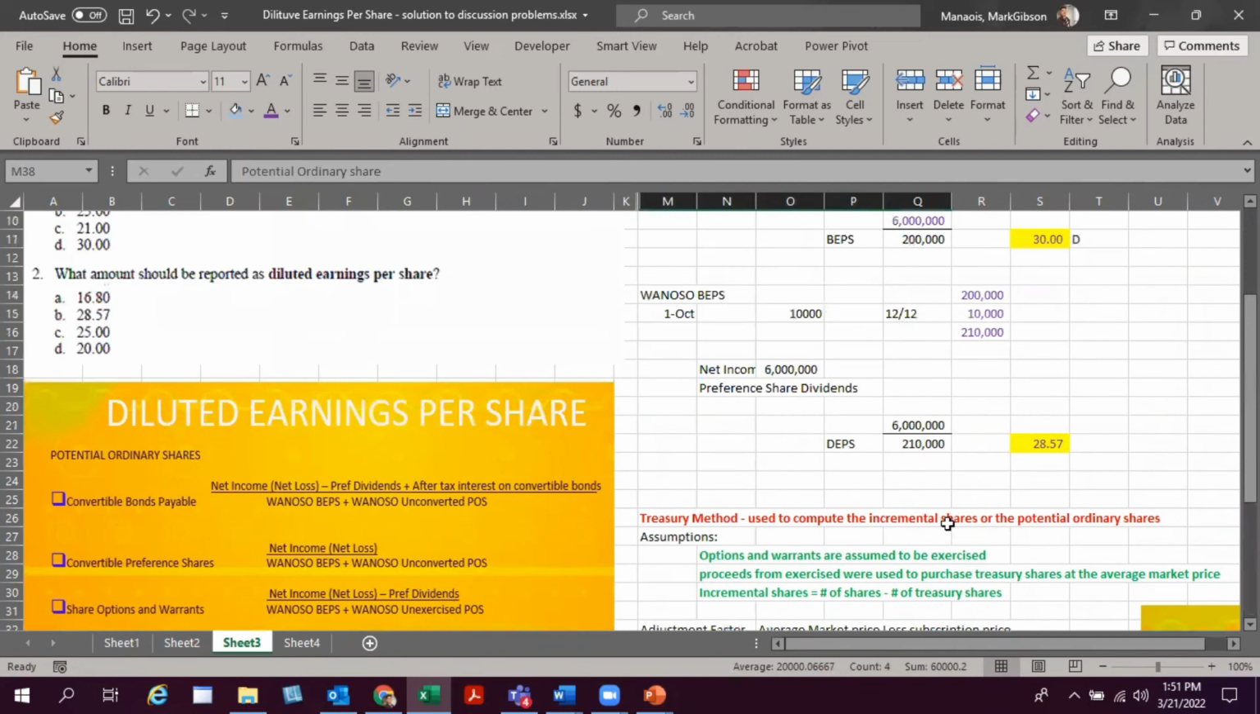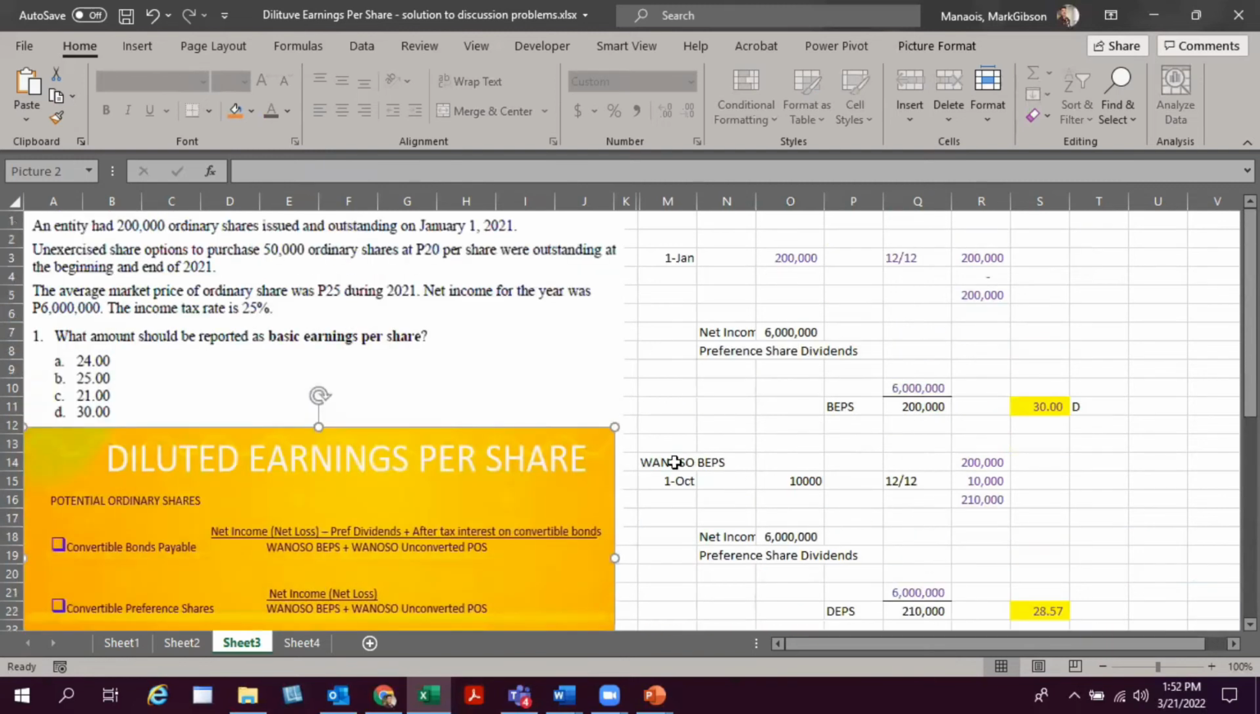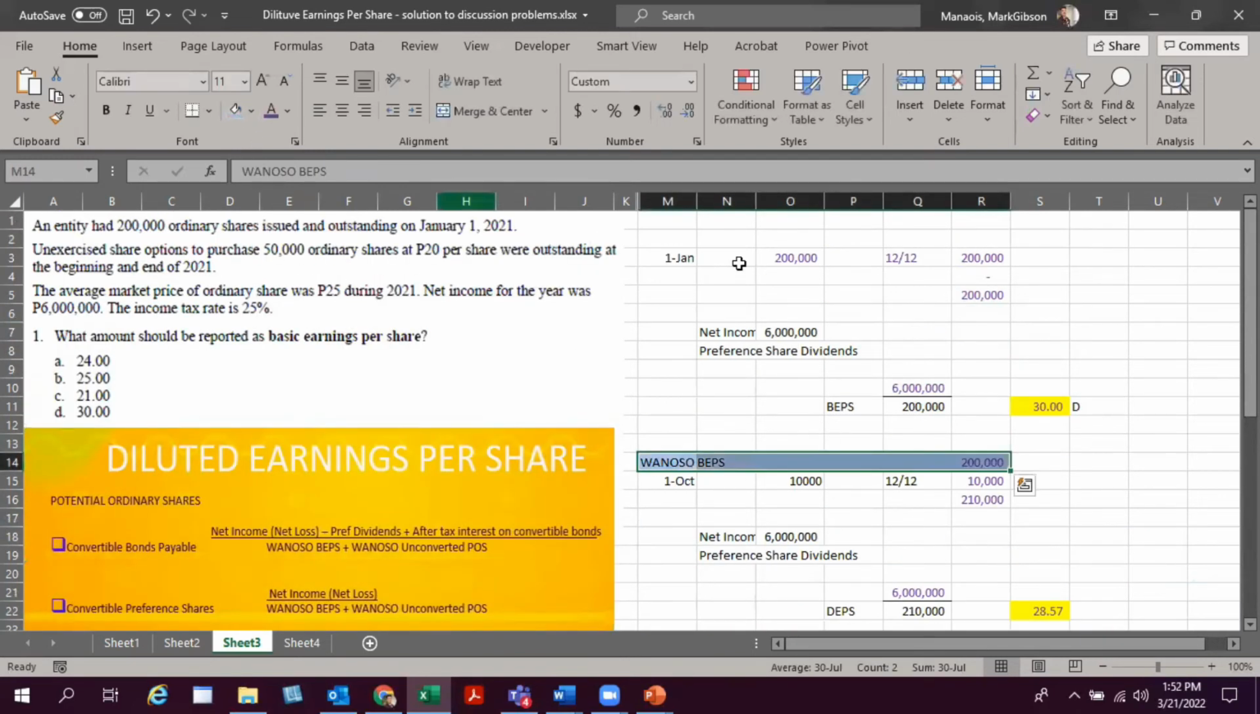Okay, going back to the calculation of diluted earnings per share. We have net income of 6 million, so we've established our numerator. Now, the formula for share options and warrants is the basic EPS plus the unexercised potential ordinary shares. The basic EPS, which we established earlier, is the 200,000.